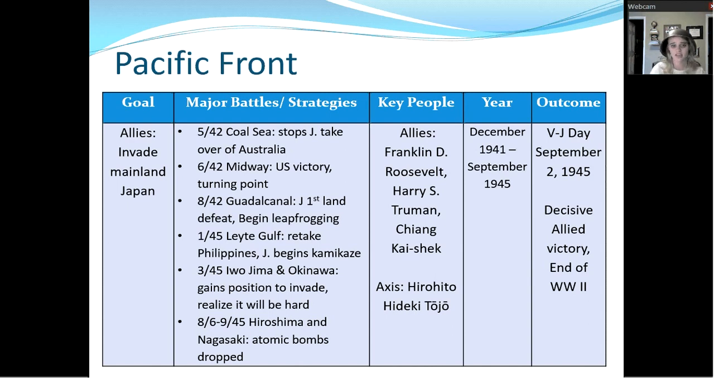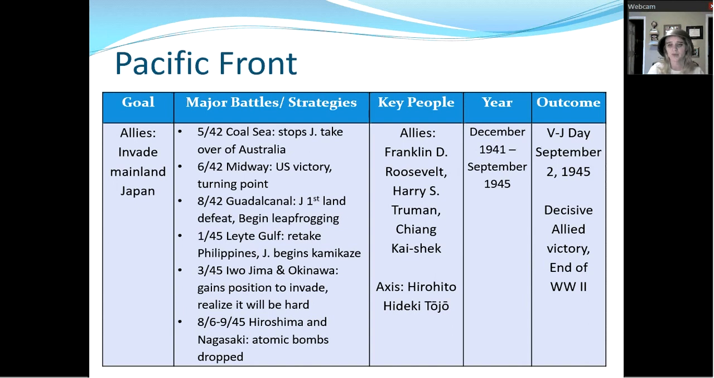In January of 1945, we retake the Philippines. The Philippines had been taken by the Japanese just after Pearl Harbor. The Battle of Leyte Gulf is where we take them. Douglas MacArthur is in charge of the Philippines here, so this is going to be a really big deal.